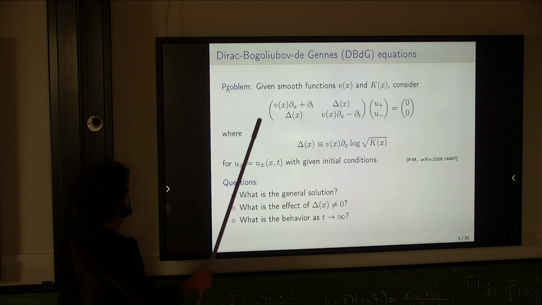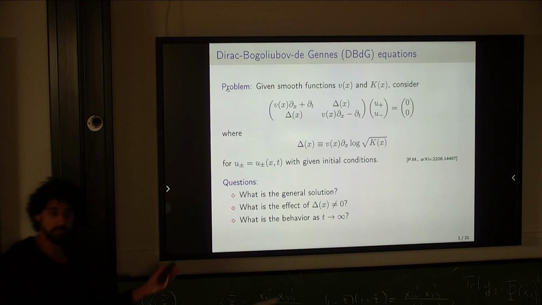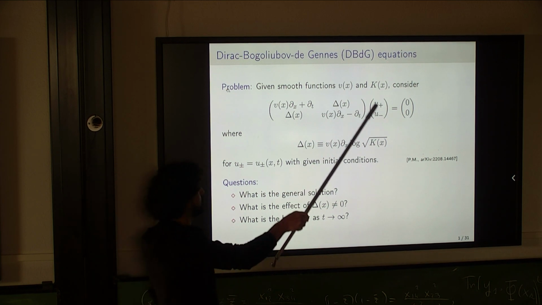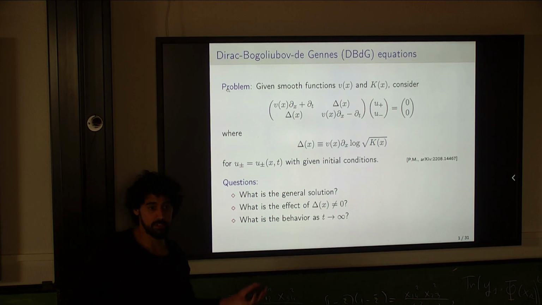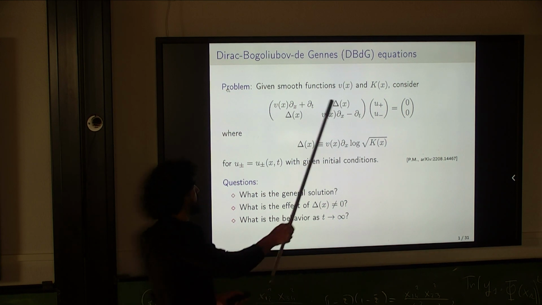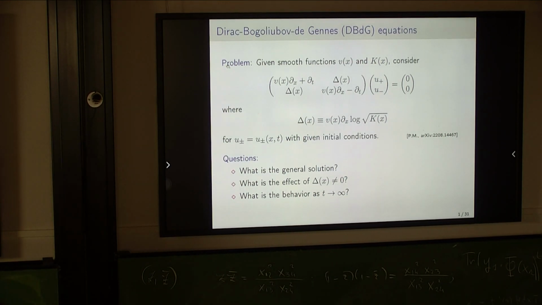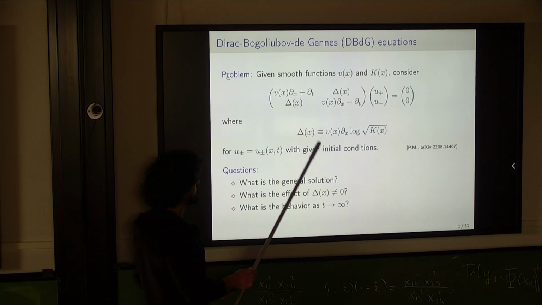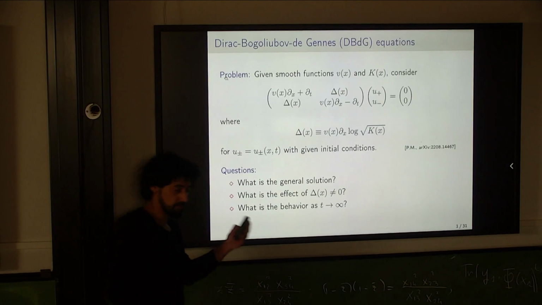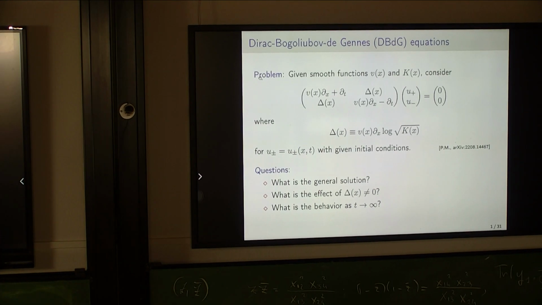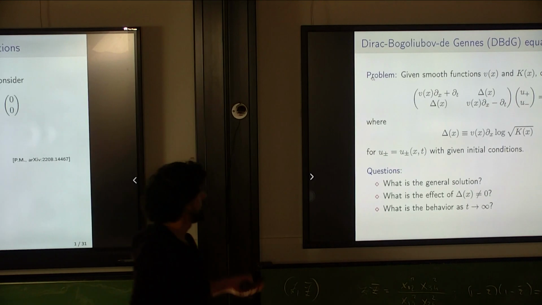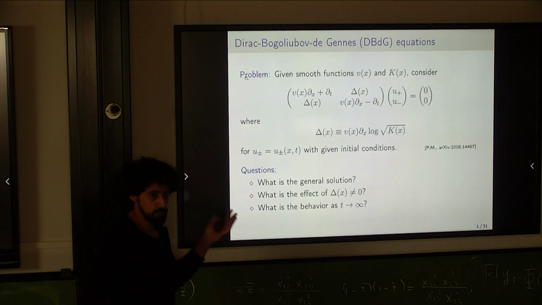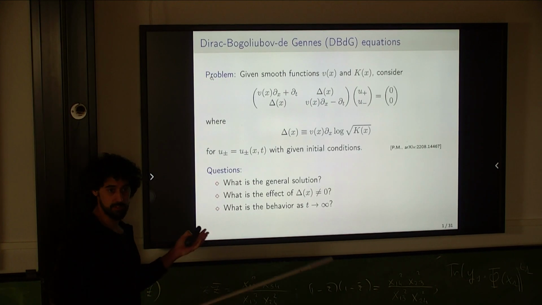So you have two functions, v and k, and the equation has some diagonal elements, basically like half of a wave equation, the other half on the other, and they act on some spinor, or some vector with two components. And you have off-diagonal elements which are given explicitly in terms of some combination of the functions v and k. It will be clear why this combination comes up. It's a particular result. To point out, in the usual Bogoliubov-de Gennes equations, you would have Laplace operators, so second order derivatives in space.